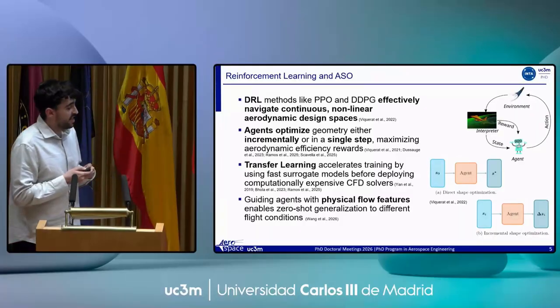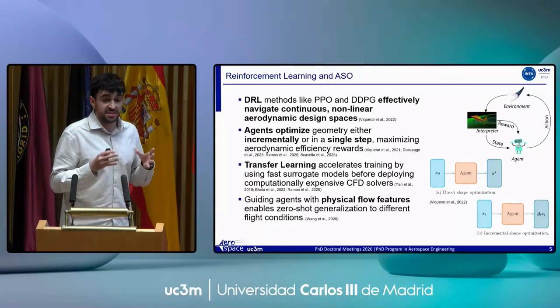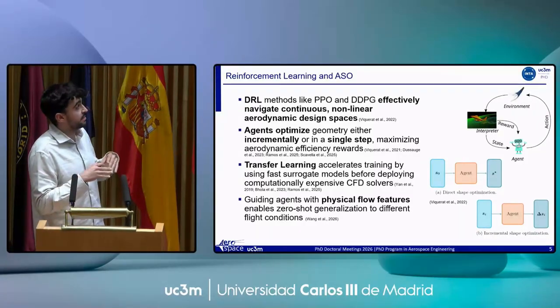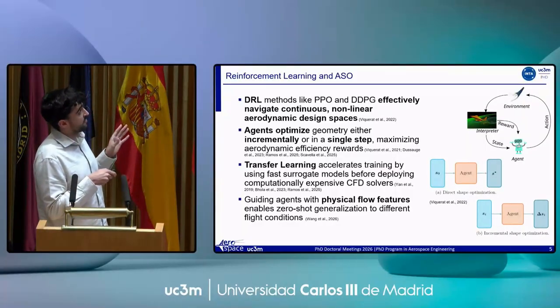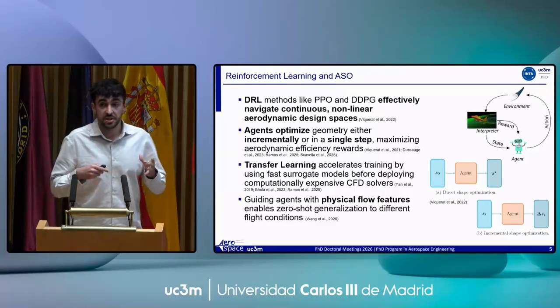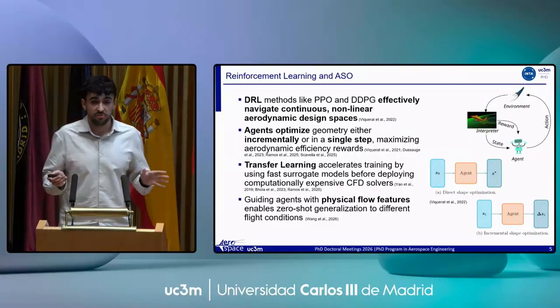Moreover, standard agents rely on geometric states, which makes them overfit. By guiding the agent with physical flow features, we can enable zero-shot generalization to different flight conditions.